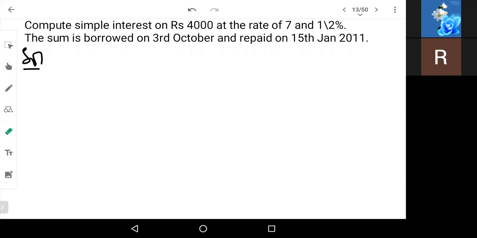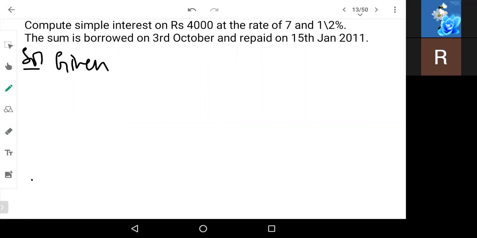Now the next question, compute simple interest on rupees 4,000 at the rate of 7.5%. The sum is borrowed on 3rd October and repaid on 15th Jan. Now here we are supposed to calculate the number of days, convert them into years and then find the simple interest. So the difficulty level is going up slowly. So first let us write what is given to us.